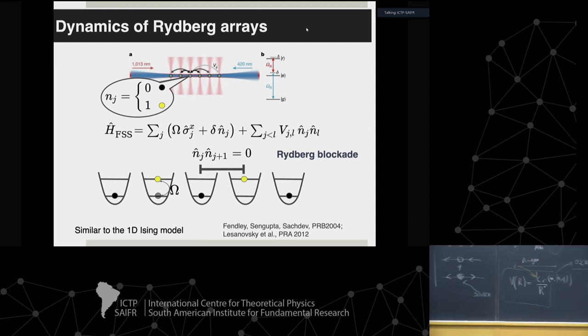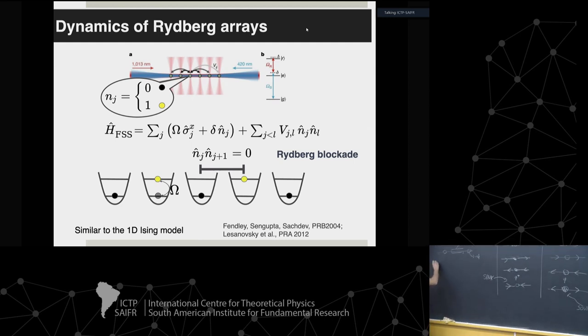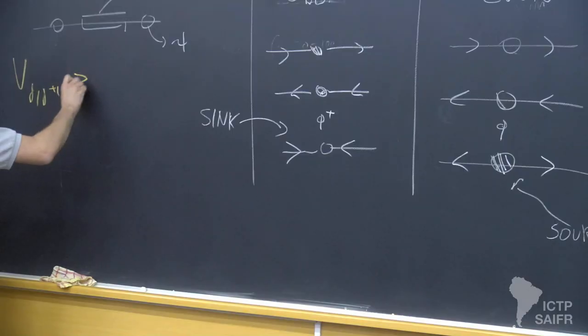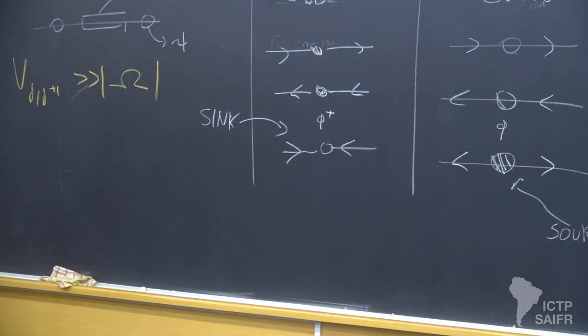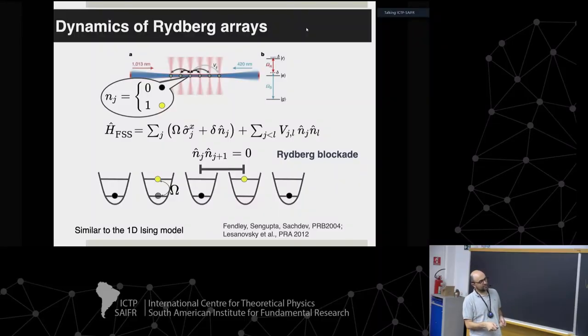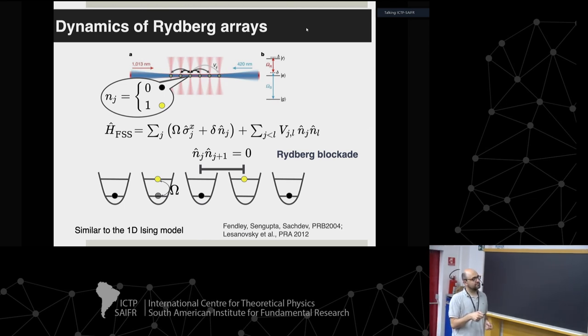In the limit where V_{j,j+1} is much larger than omega, what is happening is essentially that you cannot have two atoms on neighboring sites because of the Rydberg blockade, the phenomenon that we have discussed before. So the basic dynamics is given by this Hamiltonian applied on the subspace where we have this constraint, which is n_j n_{j+1} is always equal to 0. Okay? So we have non-trivial dynamics, and we have a constraint.